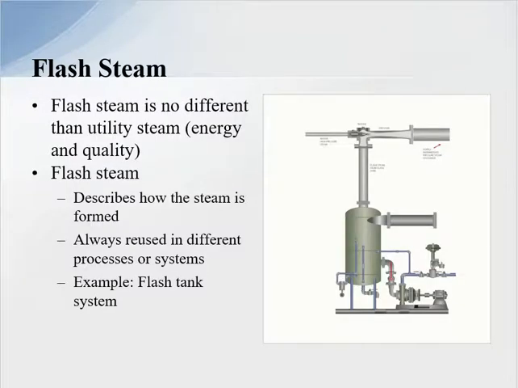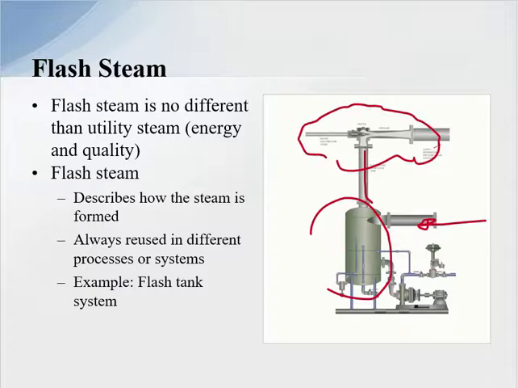Flash steam is no different than utility steam, which we talked about in part 1. It has the energy and the steam quality. Flash steam describes how the steam is formed from the flashing process. It is always reused in different processes or systems. An example is a flash tank system that's located in this picture. So this is the flash steam. The condensate and the flash are coming in here, and we take the flash up here. And this happens to be a thermal compressor system where we take the steam at low pressure and thermal compress it back up to a higher pressure.